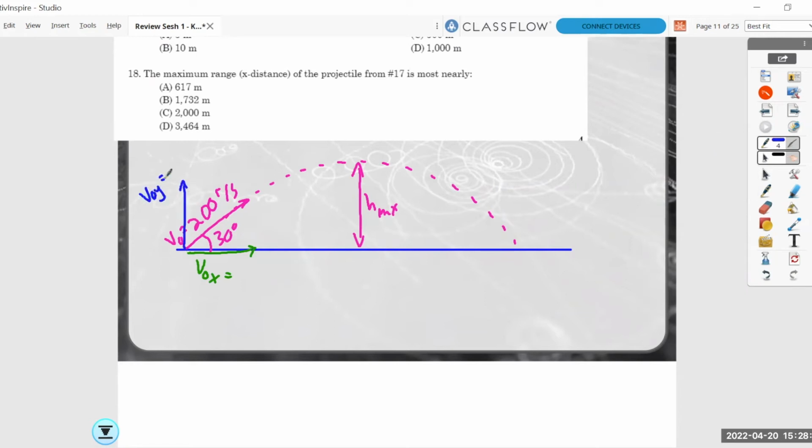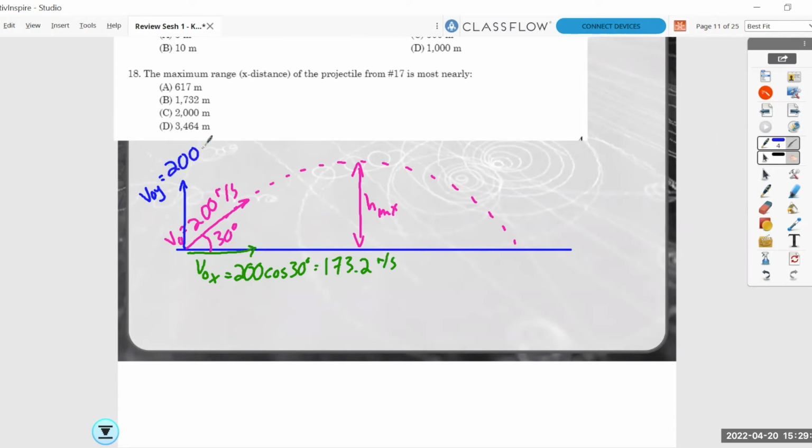V0x, V0y. Now, being able to find these components is really important. In this case, it looks to me like the x velocity is our adjacent side, so we're probably going to use cosine. Absolutely. So this is going to be 200 times the cosine of 30 degrees, which, assuming I'm in degrees mode, is like 173.2 meters per second.